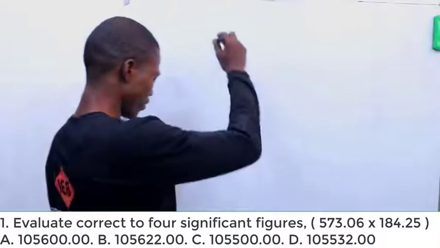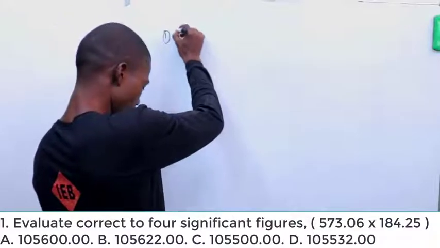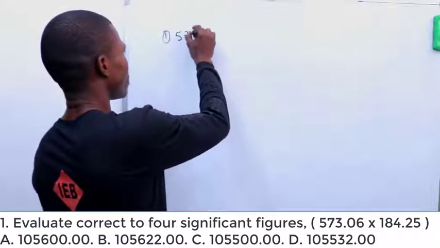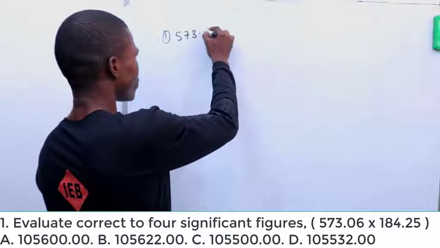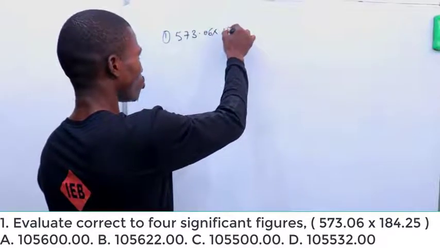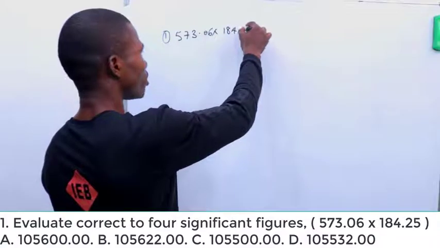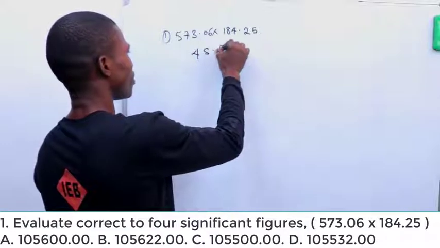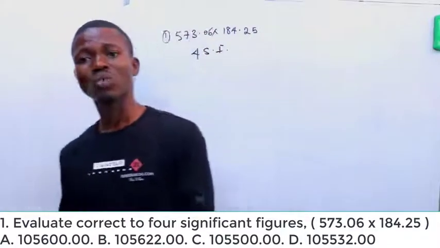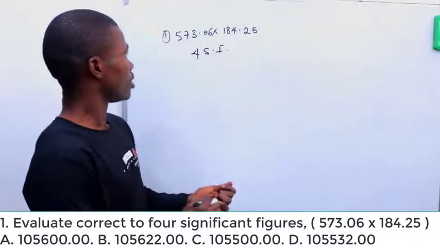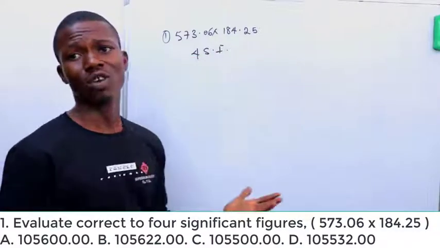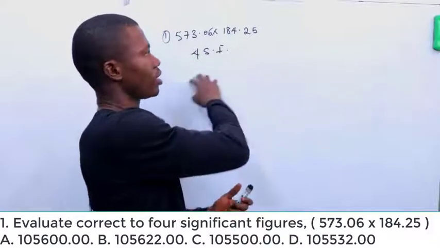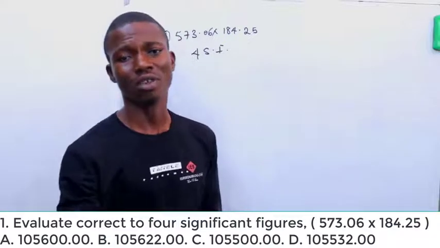Evaluate correct to 4 significant figures. That is number 1: 57.3 multiplied by 573.06 multiplied by 184.25, to 4 significant figures. The question says we should evaluate the product of these to 4 significant figures. So all you have to do is use your calculator, multiply them, then place your answer in 4 significant figures.